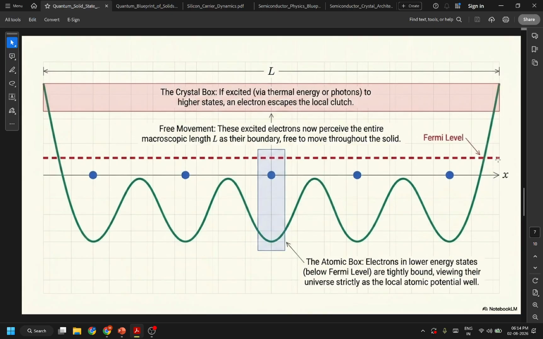So now we have studied about Fermi level. So Fermi level is the region below which all the electrons are present at absolute zero, and there is no electron above Fermi level at absolute zero.